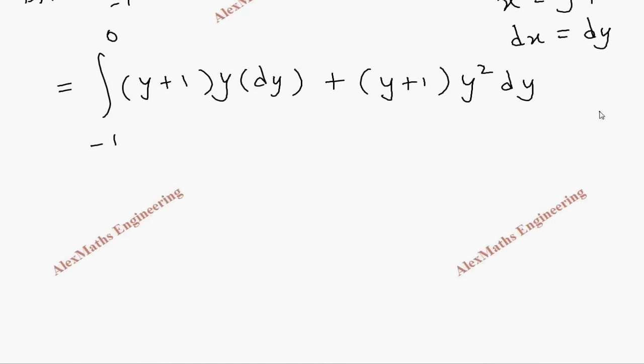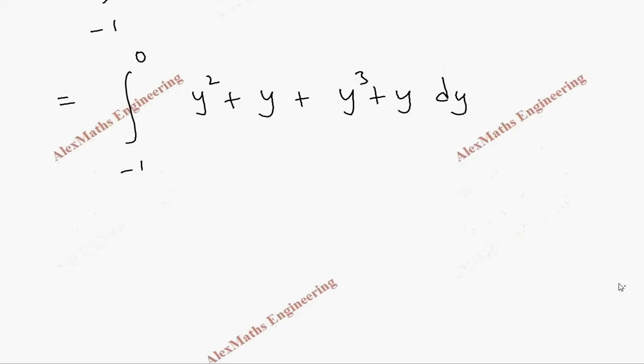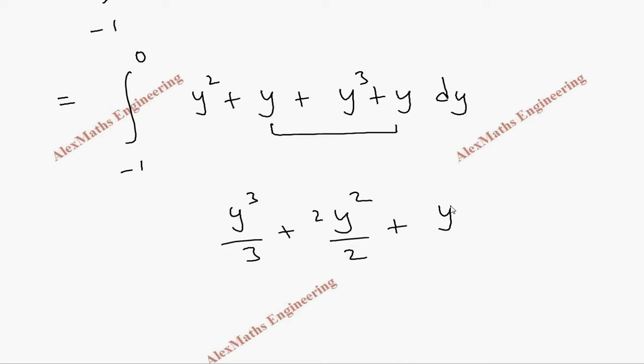So this one, integral from -1 to 0, after multiplying inside, y² + y, and this is y³ + y dy. Now when we integrate this, y² becomes y³/3, and this is 2y, so this is 2y²/2 after integration. Then the last part is y⁴/4, and we have the limit from -1 to 0.